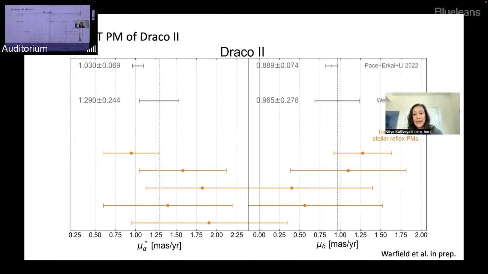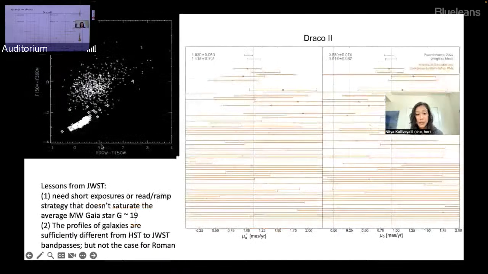This is a sort of larger issue. This is a really easy, relatively cheap technique to use to measure proper motions for any given field with two epochs of space-based imaging. But we have to think about not saturating the reference frame. So we have to think about strategies to do that. And this will be relevant for Roman as well.